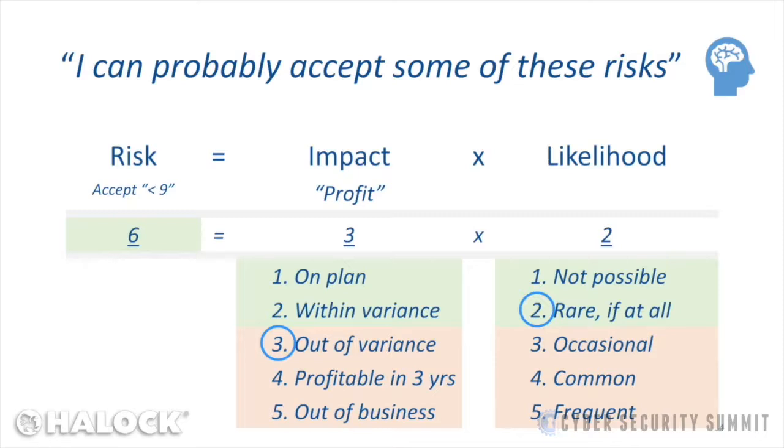So I will invest against risks that are 3 times 3 equals 9. I can accept risks that are below 9. So I occasionally have an impact that's within variance. That's fine too. 3 times 2 is 6. I can accept that, right?